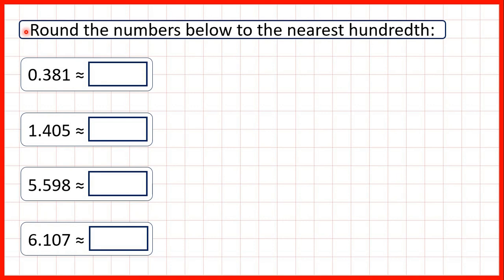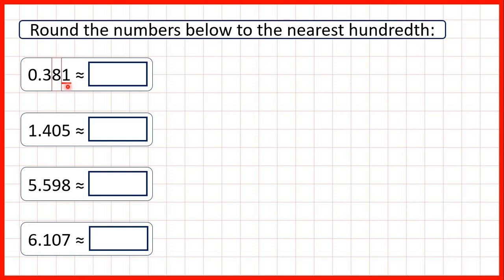Now, we need to round the numbers below to the nearest hundredth. So first, we have 0.381. Remember, the hundredths digit is always the second digit after the decimal point. So if we're rounding to the nearest hundredth, we can circle the second digit after the decimal point and then underline the digit to the right, so underline the thousandths digit.